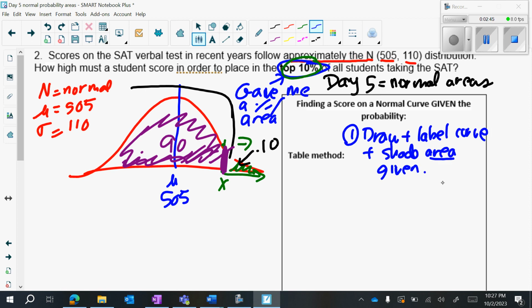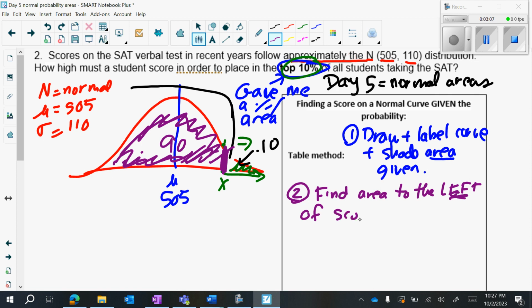The second thing you always want to do is find the area to the left of the score, not to the right of the score. They gave me the area to the right, but I always want to use the area to the left in this class. So step 2 is find the area to the left of the score. To do that, I just did 1 minus the area to the right of the score, because remember, they're complementary. They add up to 1 whole.